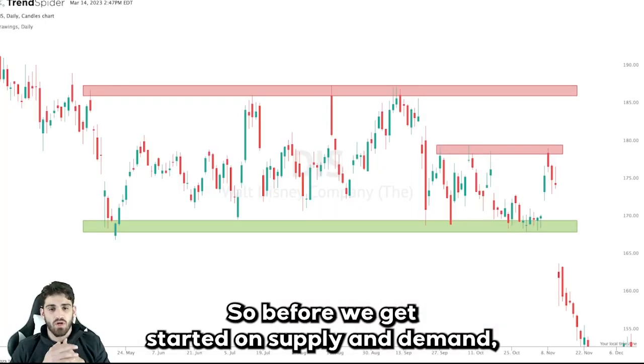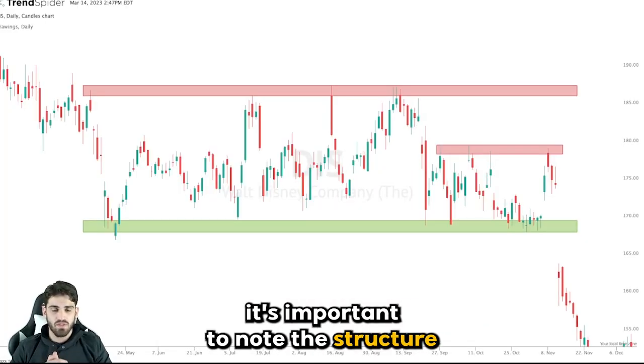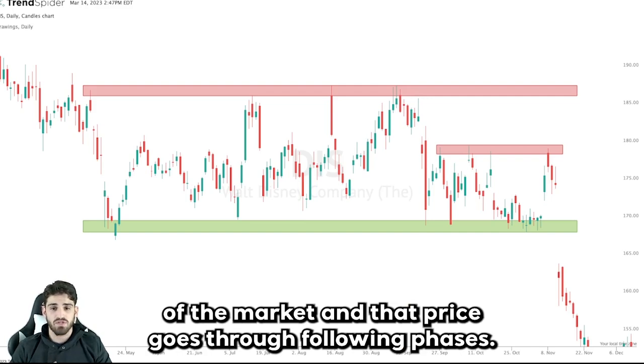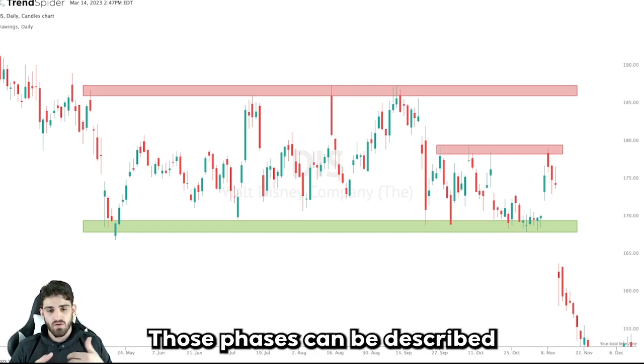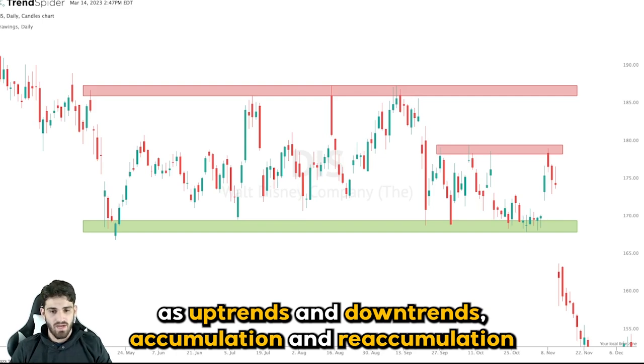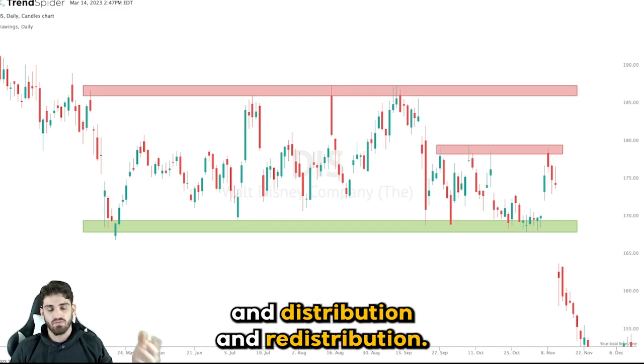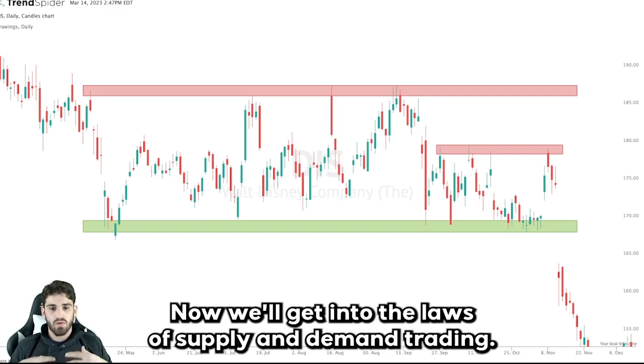Before we get started on supply and demand, it's important to note the structure of the market and that price goes through the following phases. Those phases can be described as uptrends and downtrends, accumulation and reaccumulation, and distribution and redistribution. Now we'll get into the laws of supply and demand trading.